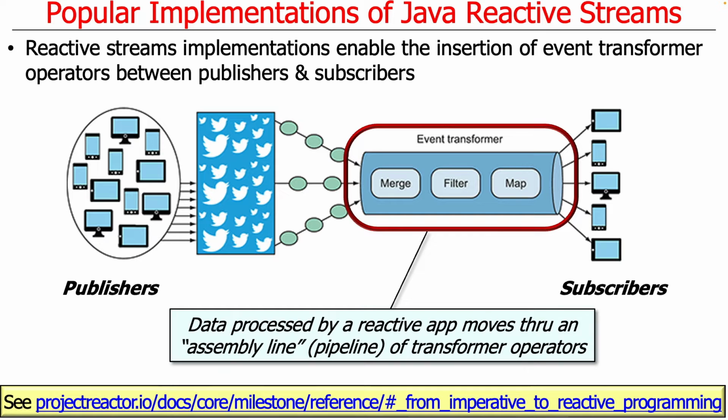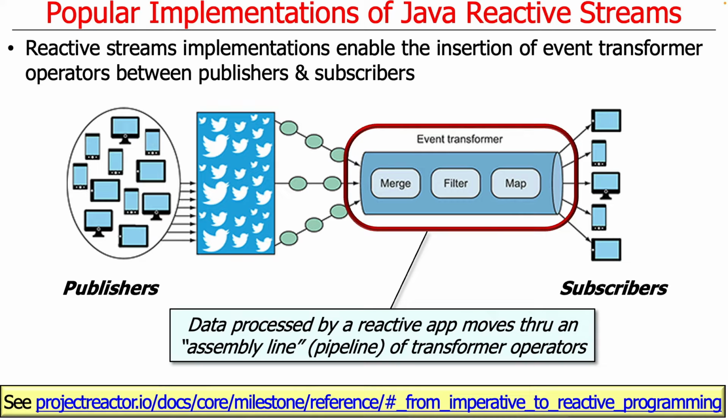So reactive streams implementations enable event transformer operators to be inserted between publishers and subscribers. And so what you basically have here is a pipeline or an assembly line of operators that take events that come in, do something to them, and then propagate them down the pipeline. Very similar to something like a Unix shell pipeline.